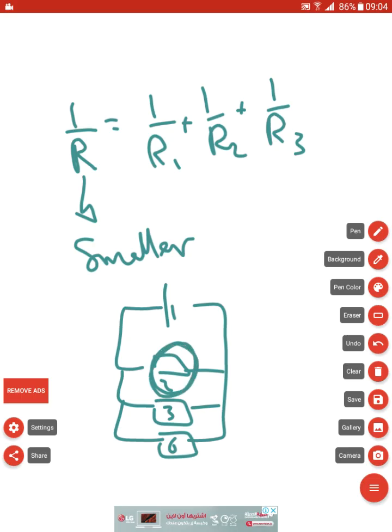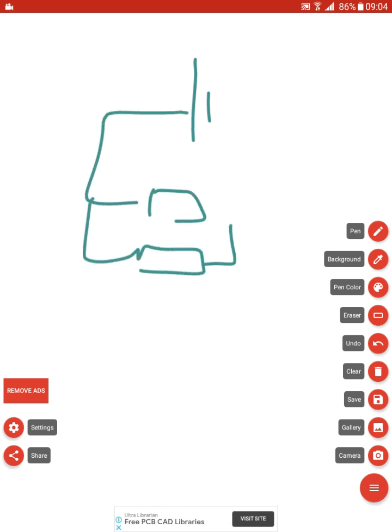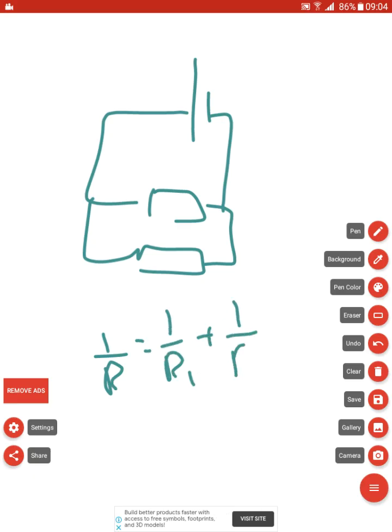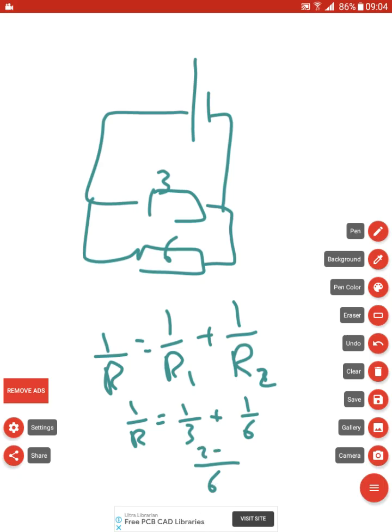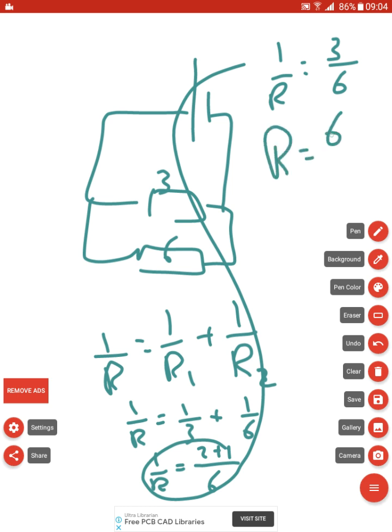For a special case, if two resistors are connected in parallel, we find the value like this: 1 over R equals 1 over R1 plus 1 over R2. Let's say we put 3 ohm and 6 ohm, so we have 1 over 3 plus 1 over 6, which gives 3 over 6 equals 1 over R. You have to take the reciprocal of this value, which is 6 over 3, equal to 2 ohm.